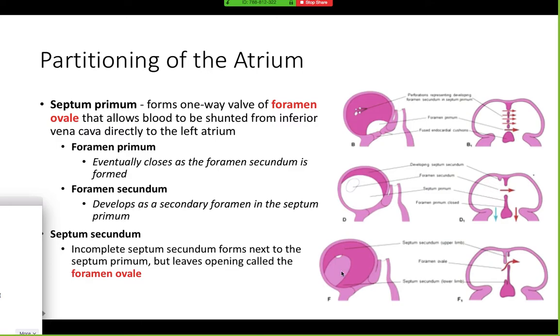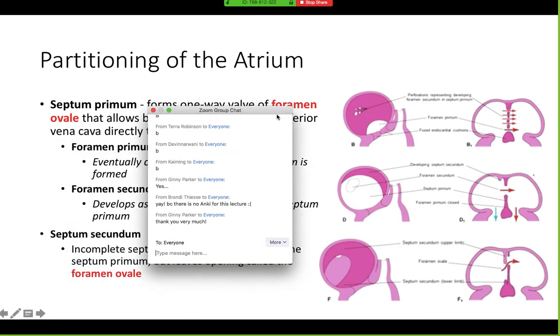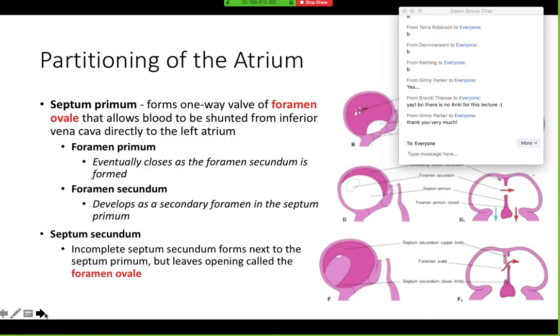And it's not going to be complete. So the incomplete septum secundum is what's going to form the foramen ovale. So it leaves this opening called the foramen ovale, and then the septum primum forms a one-way valve over the foramen ovale, and it allows for blood to be shunted from the IVC directly to the left atrium. So I think this is a little bit more clear on the next picture.